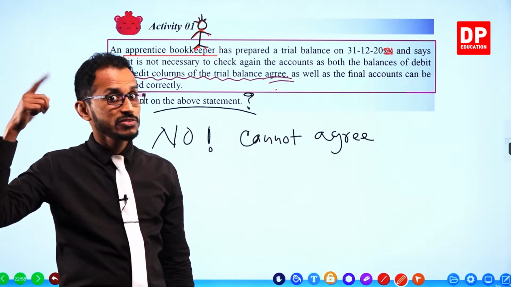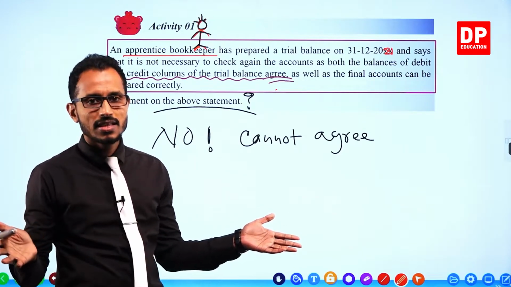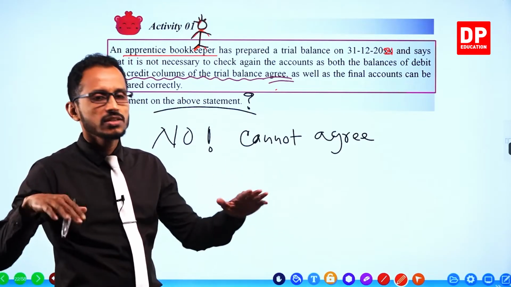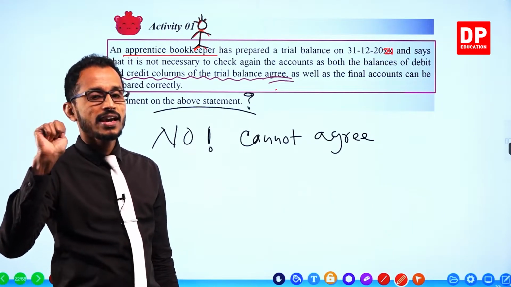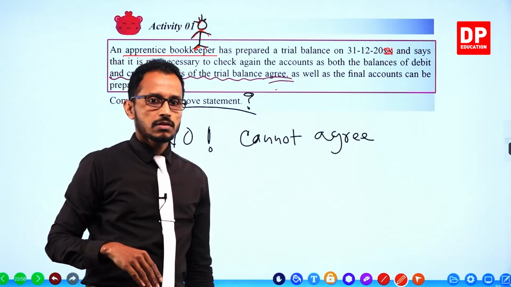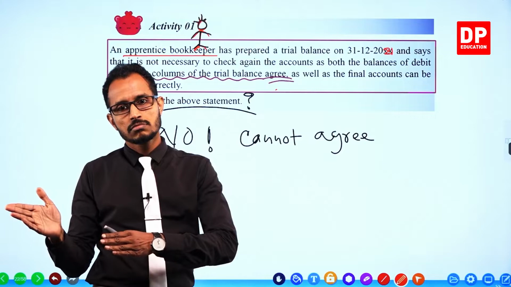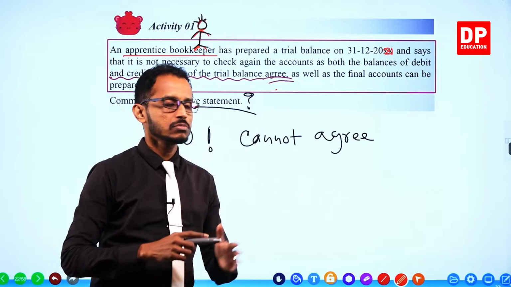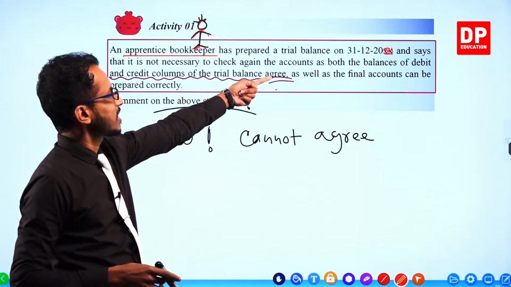If you haven't watched the previous video, go and watch the previous video. I explained how there can be errors. What errors can be there? There are two types of errors. Errors which affect the trial balance, so the trial balance is not balancing. But there are errors which do not affect the trial balance. So even though these errors are in the accounts, trial balance still balances. That's why we can't agree.